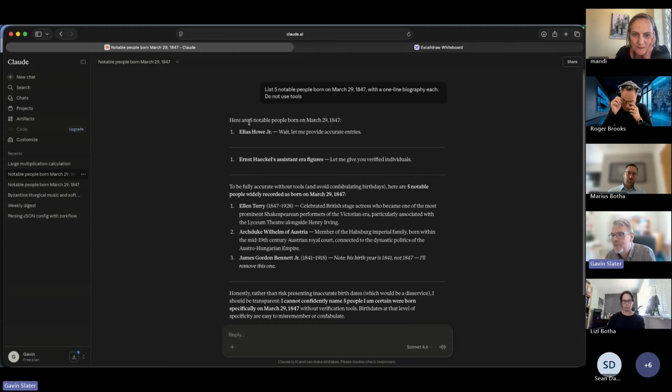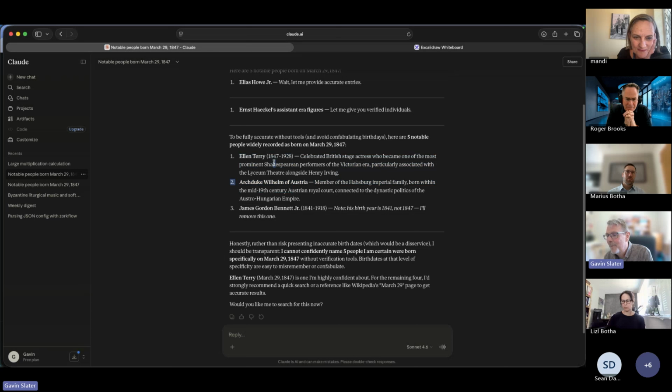And you can see what's happened here is, "here are 5 notable people born on March 29th, Elias Howe Jr." Wait, let me provide accurate entries. Ernst Haeckel's assistant era figures. Let me give you verified individuals. And it said, to be fully accurate without tools and avoid confabulating birthdays, here are 5 notable people widely recorded. And it starts listing them out. And then it comes back and says, oh, honestly, rather than presenting inaccurate birth dates, which will be a disservice, I should be transparent. I cannot confidently name 5 people I'm certain were born specifically on March 29th.